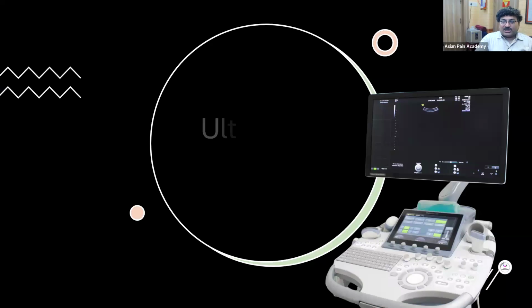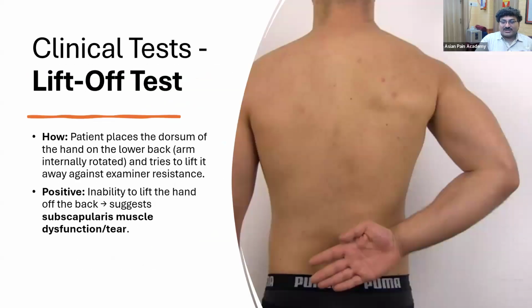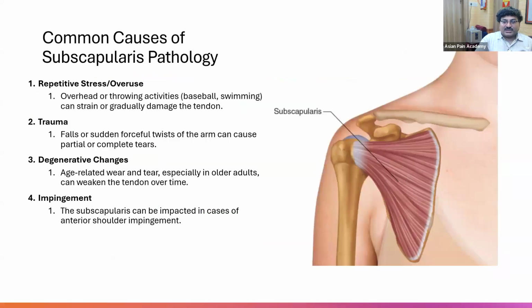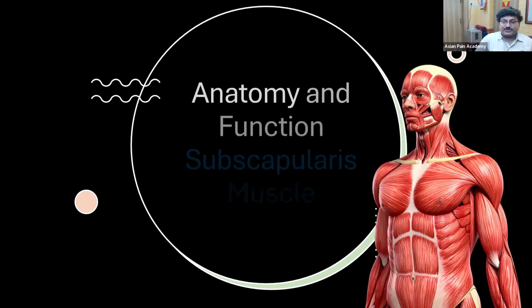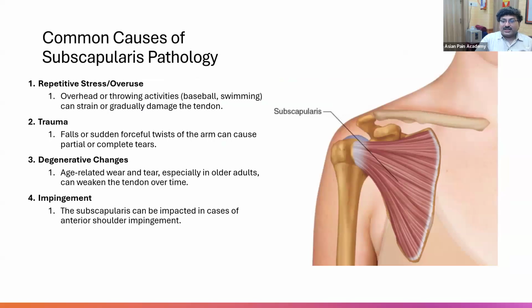Now, one part I have skipped from the anterior part is the subscapularis and the subcoracoid bursitis. Last day we also missed this part. So I am going first into the subscapularis anatomy that I showed last day. You can remember it is coming from the anterior side of the scapula and getting attached to the lesser tuberosity. So here lies the subscapularis muscle.